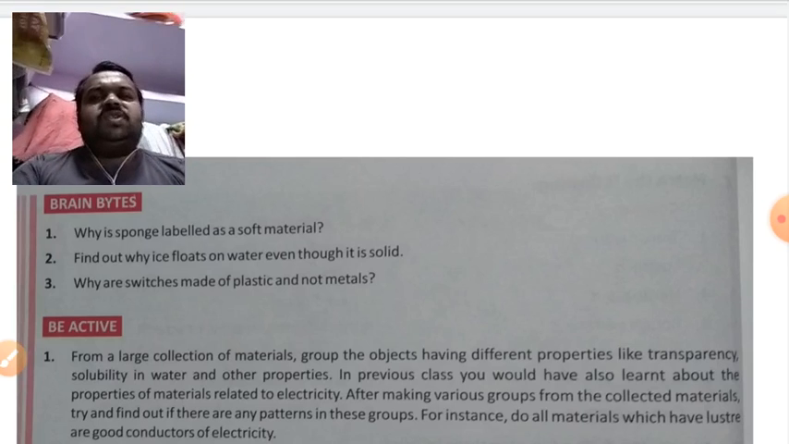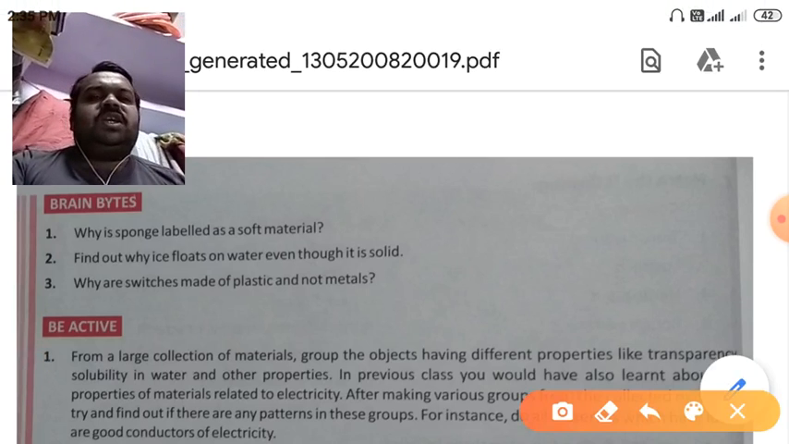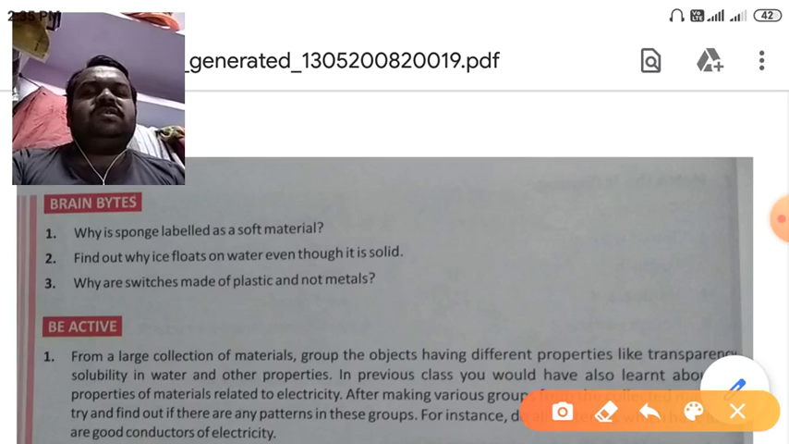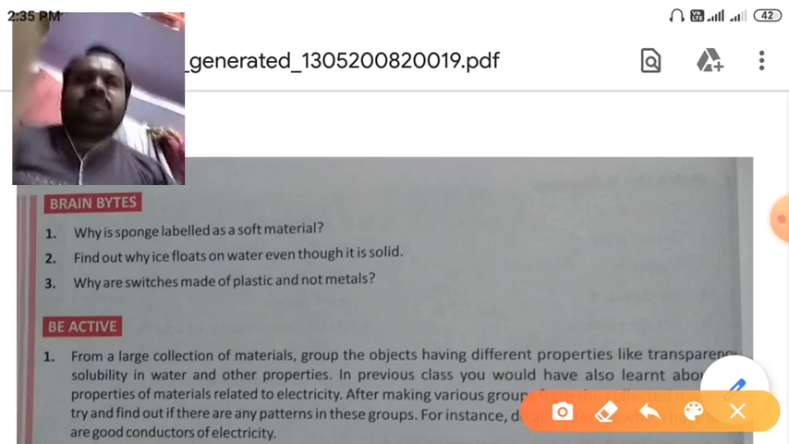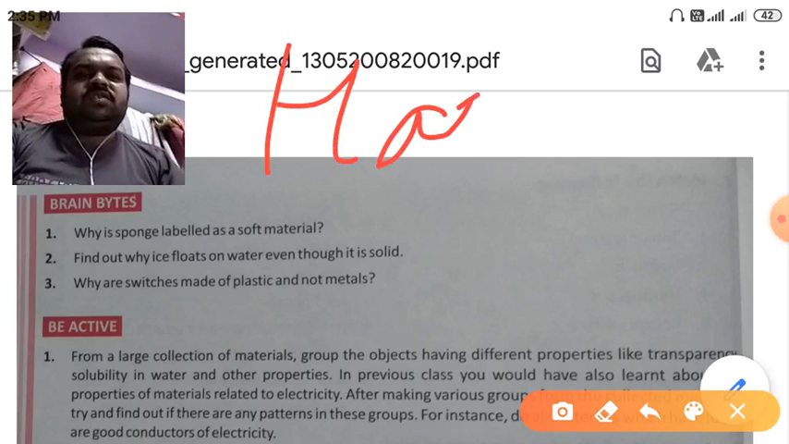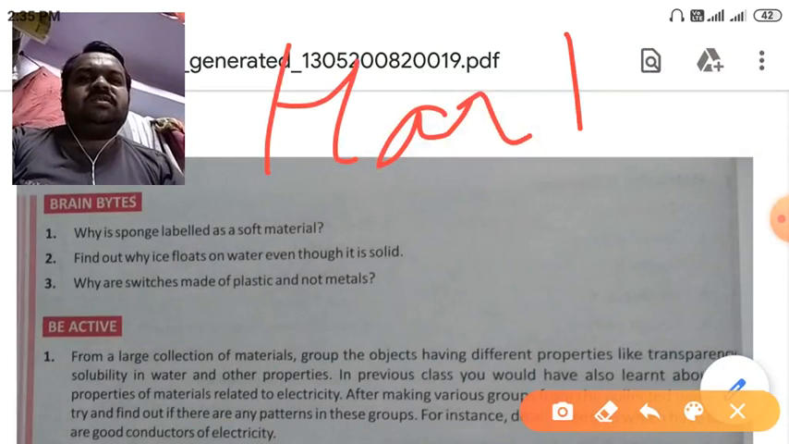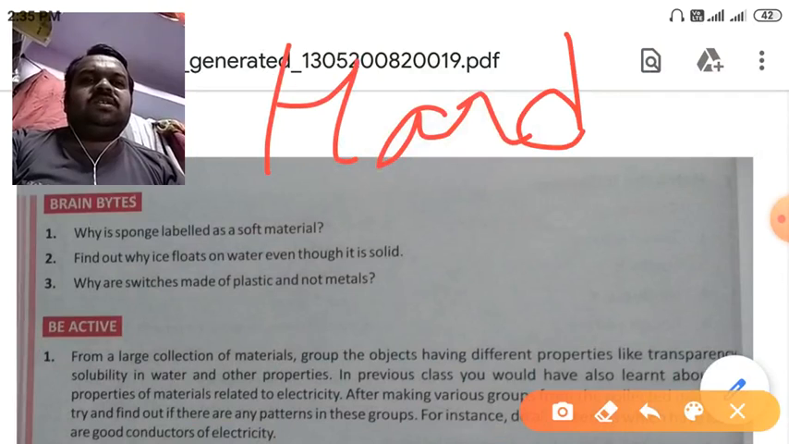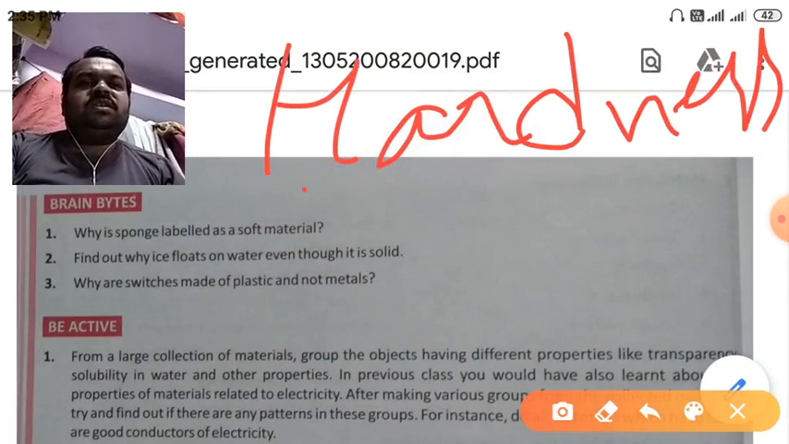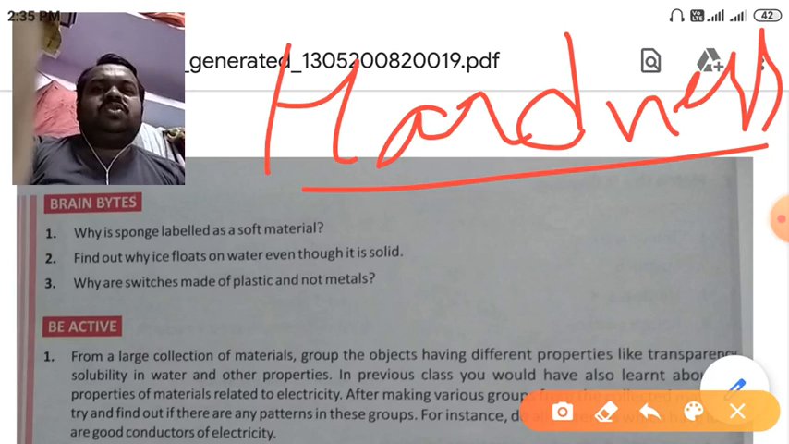Why is sponge labeled as soft material? Because of its hardness. Because it is soft, so we will categorize it as a soft material, and the quality will be known as hardness. Find out. Second question is given here.